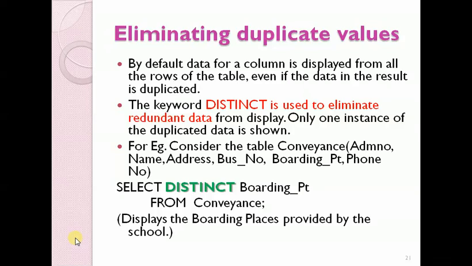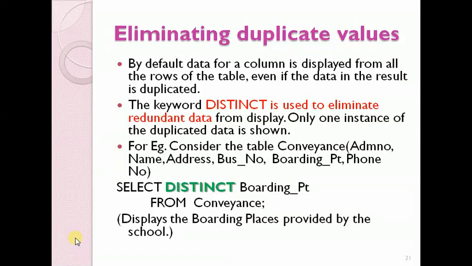When we write such a query, there will be 2000 values coming in the output. From that, it is very difficult to find the unique values. So it is better to get only the unique values. We want to see from which places these students are coming, so we don't want the repeated values. We want to eliminate the repeated values.